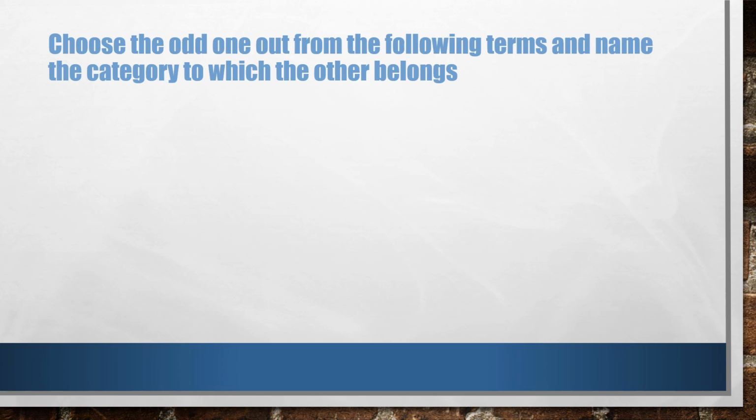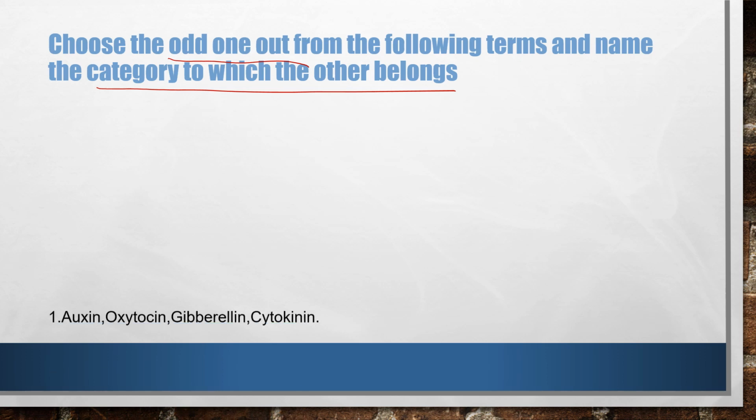Now today our pattern will be choose the odd one out from the following terms and name the category to which it belongs. Okay, is it clear? So we are first choosing the odd one out and then naming the category to which it belongs. So let us see the first one.